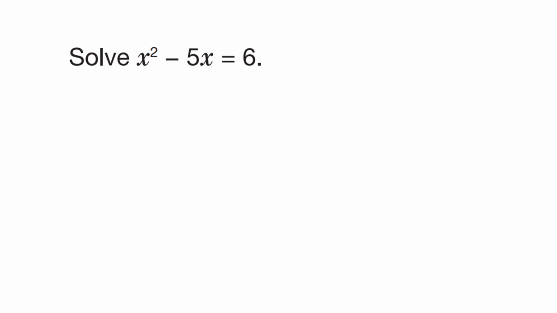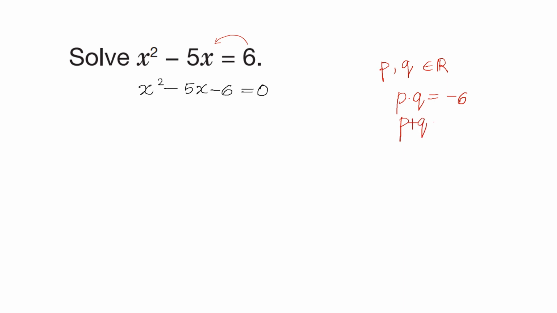It is not in general form. So this is x square minus 5x is equal to 6. So we need to make it the general form, such as ax square plus bx plus c is equal to 0. So we can move the 6 to the left hand side. So it will become the general form, that is x square minus 5x minus 6 is equal to 0. So now this is in general form. We need to find the value of x by factorization method. So for going with factorization method, we should get two numbers p and q, those are real numbers, and the product, that is p times q, should give us negative 6, and the sum, that is p plus q, should give negative 5.